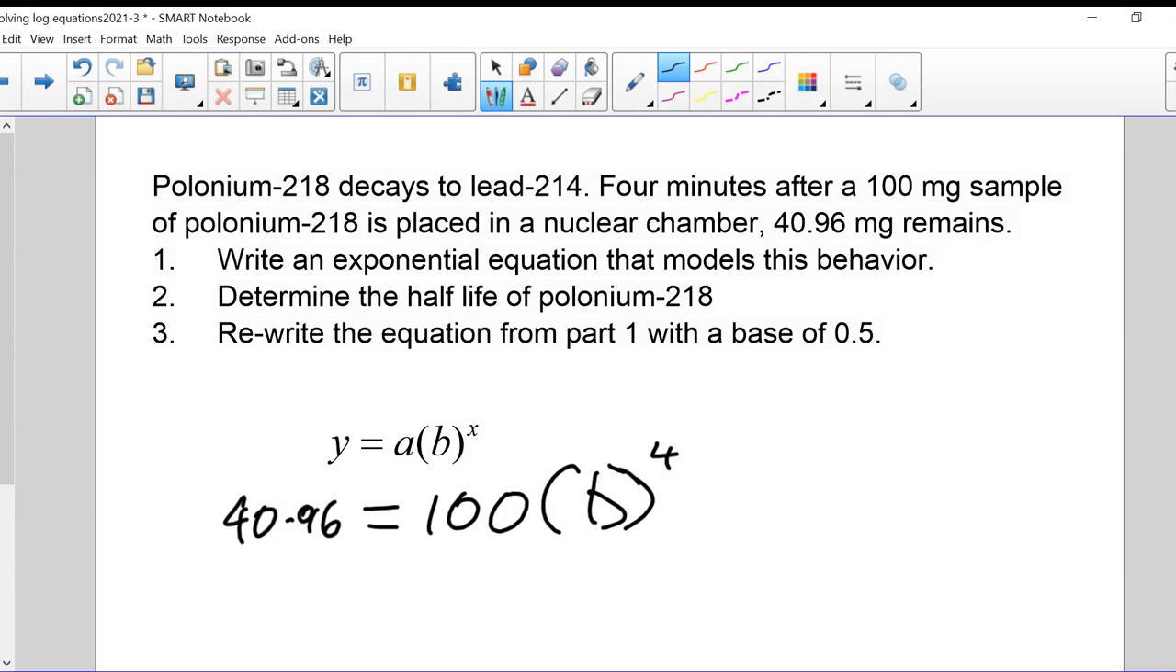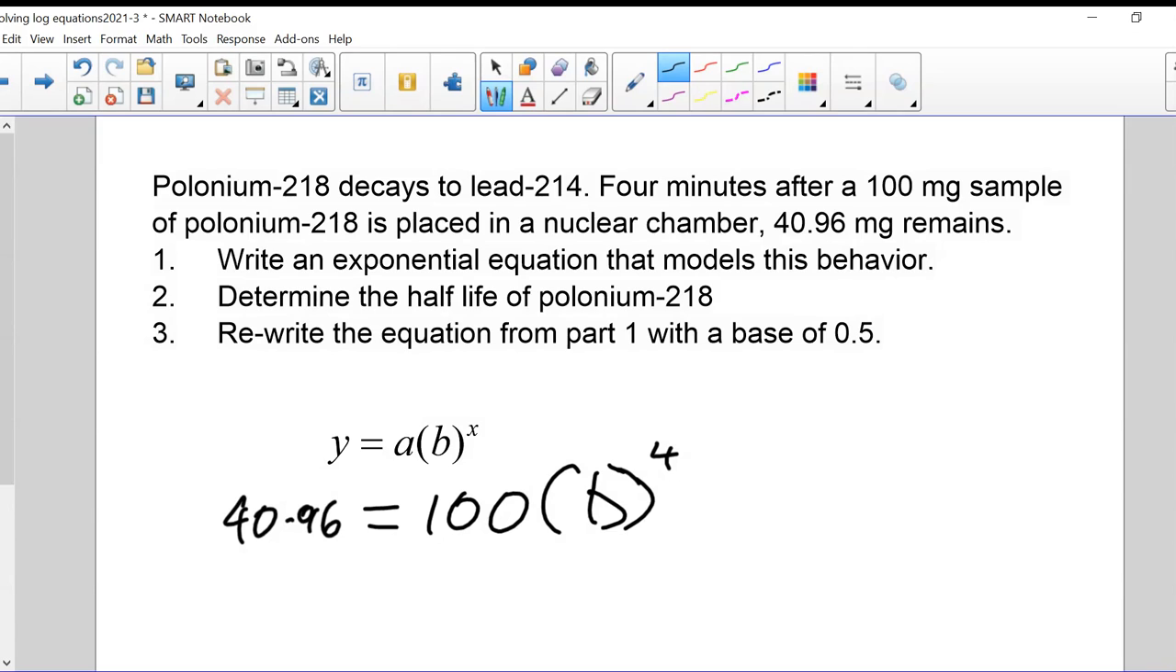Now, do I need logs for this? Is that what you're thinking? Jeremy, go ahead, please. Okay, interesting. Any other thoughts on how we could possibly solve for b? Because that's the thing that we don't know. We don't know the base. We have the exponent, we have the initial value of 100, we have the final value of 40.96, but we don't know the b.